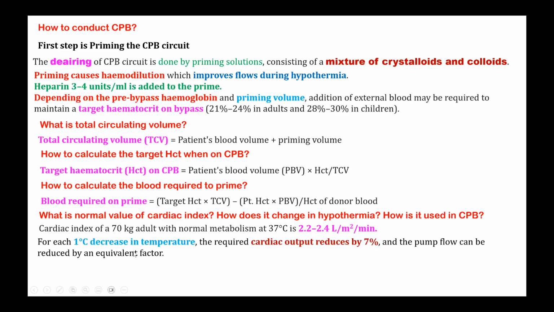And for each 1 degree decrease in the temperature, the cardiac output reduces by 7%. So the pump flow can be reduced by an equivalent factor. That is the importance why we have to know the cardiac index of the patient. So how to calculate the body surface area? What is the formula that you use?